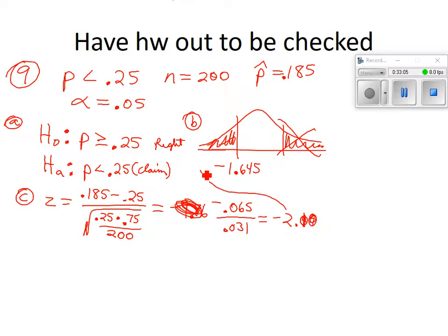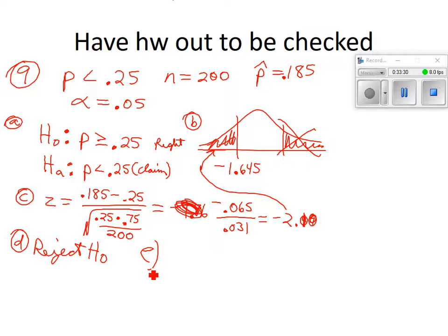Now, the good thing, even though some of you, if you got that negative 1.86, where did it fall? It still fell in the rejection region. So sometimes you might get lucky and still get the correct answer. So what's that tell us? It tells us to reject the null.